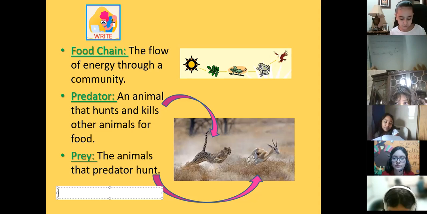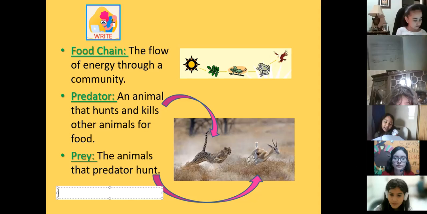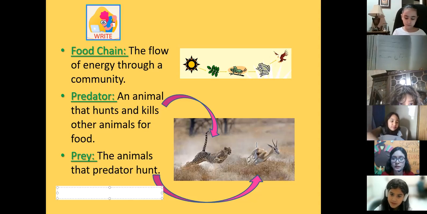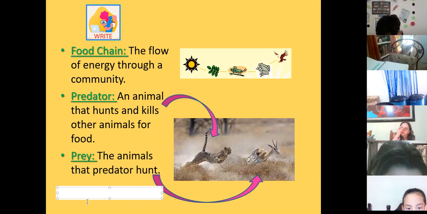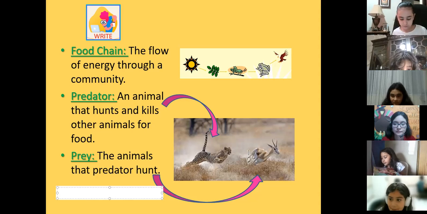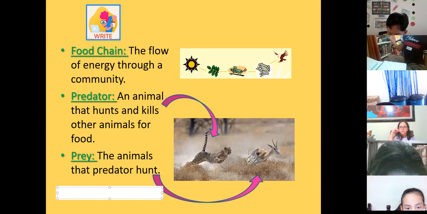Grass, grasshopper, frog, snake, eagle. Eagle, that's right. Excellent. Another example, class. Isabella, you have another one? Thank you, Isabella. Un pez espada me puede comer, Ana. No? Okay, let's see. Another one.